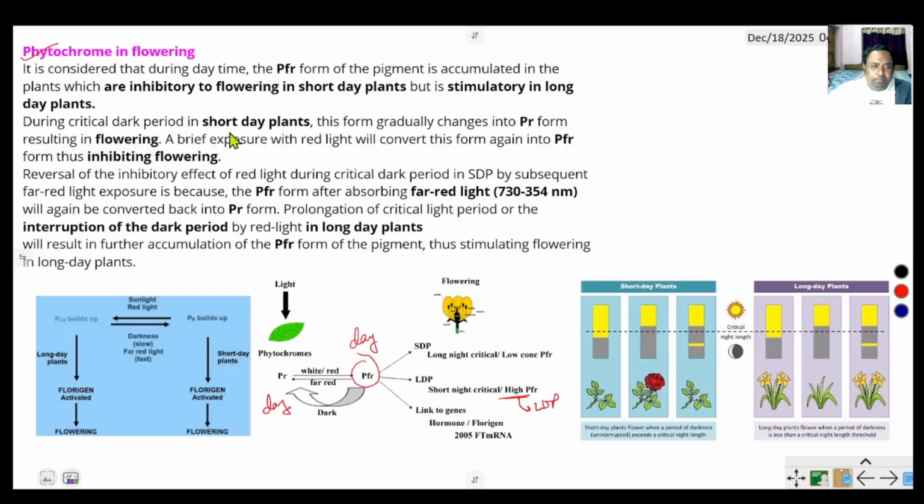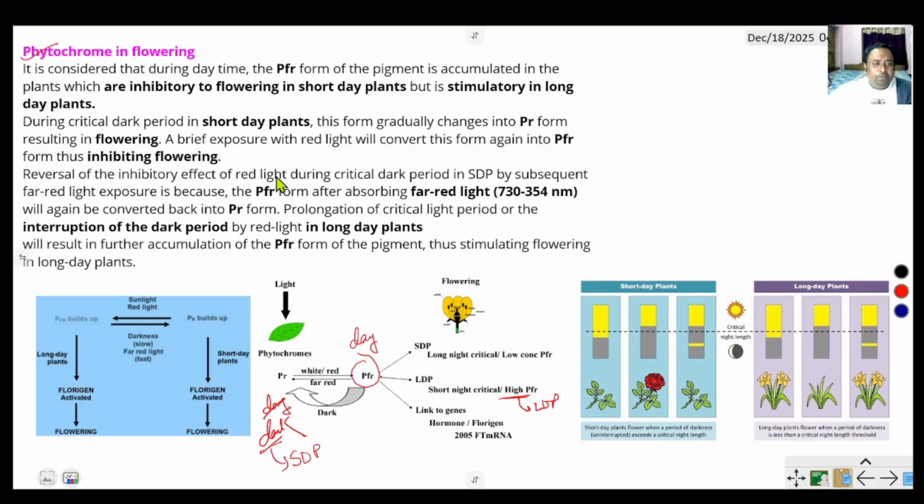During the critical dark period in short day plants, this PFR form is converted into the PR form. So during the dark period, the PR concentration in the plant is high. This PR condition is helpful for flowering in short day plants.